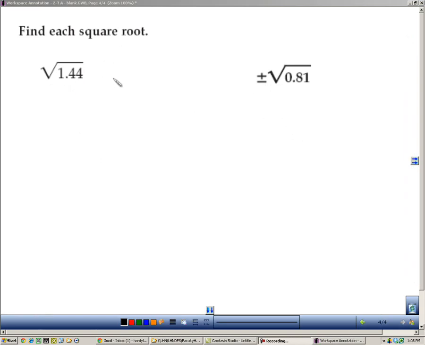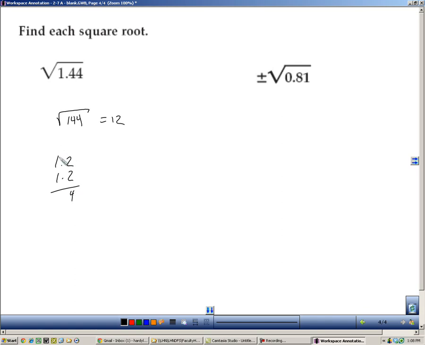Here we have to find the square root of some decimals, and these may look impossible because you don't know what to multiply two numbers to get decimals, but if you look again, this is really a 1.44. Well, the square root of 144 is 12. So what do you think the square root of 1.44 might be? Maybe 1.2? Let's take a look. What's 1.2 times 1.2? Placeholder. 1 times 2 is 2. So 144. But there's two decimal places, so 1.44. Yeah, it turns out it's 1.2.